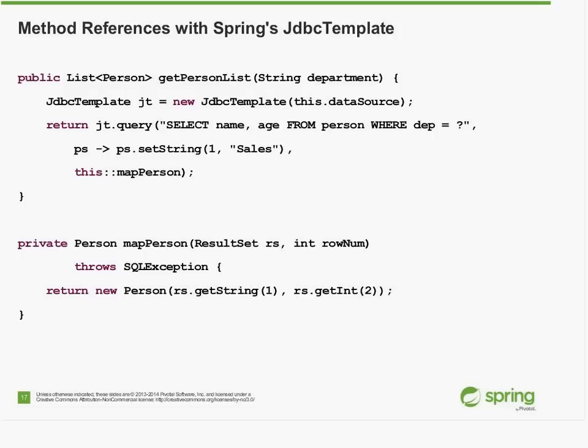One thing to note here, the mapPerson method has a throws SQLException declaration. Why is that? Well, it follows standard Java rules, of course, and the getString and getInt methods on ResultSet called in there, they throw SQLException. So the method also has to declare SQLException before being turned into a row mapper implementation by the compiler.